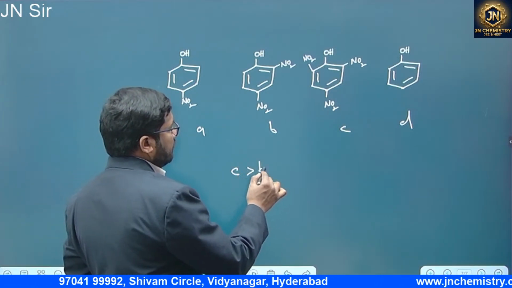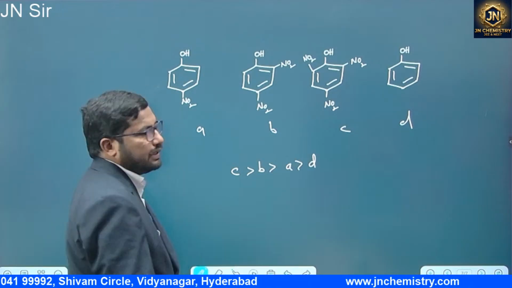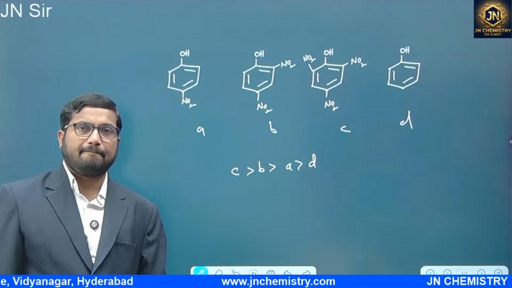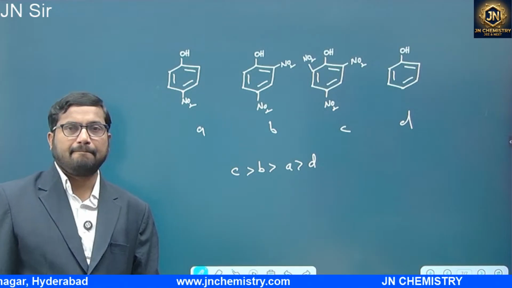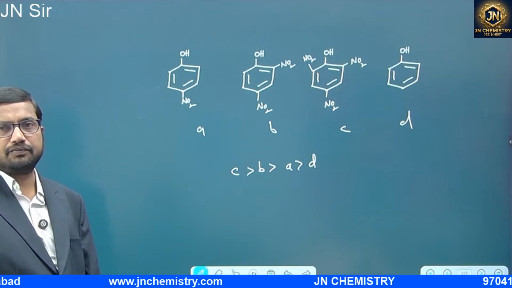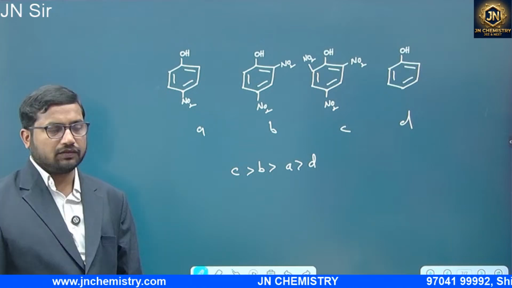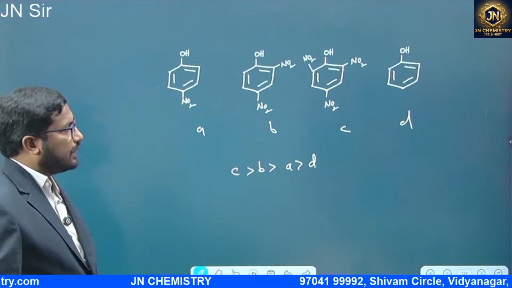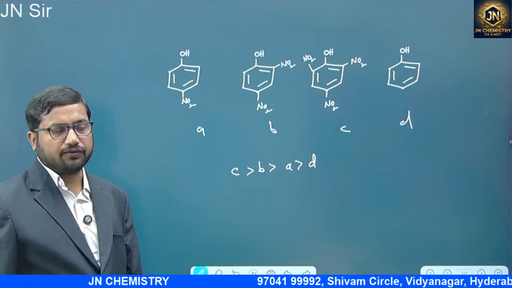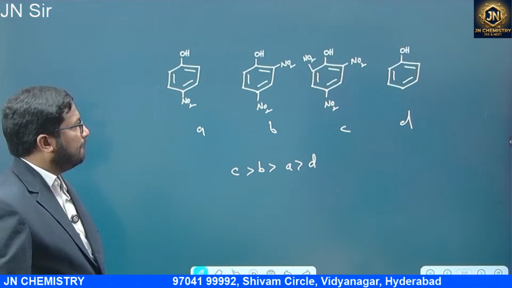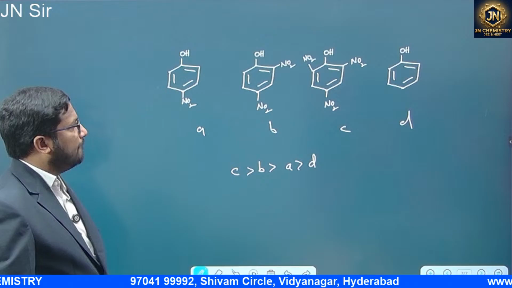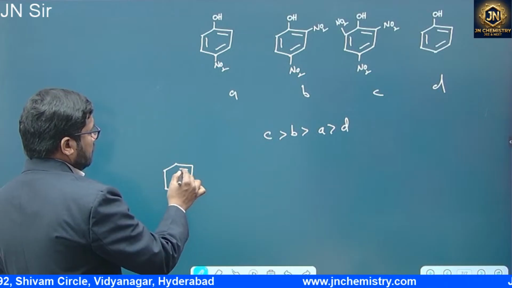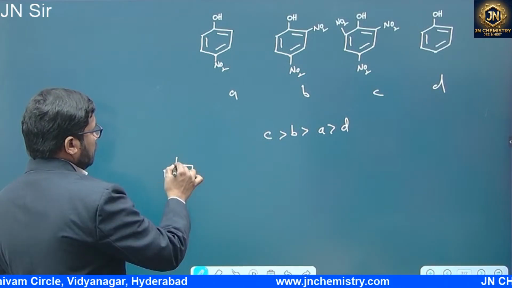Acidic nature. Because here are more withdrawing groups, here are two withdrawing groups, here is one withdrawing group. In the case of D, it doesn't have any withdrawing groups. Okay, so this case I explained, except this is an exceptional case.